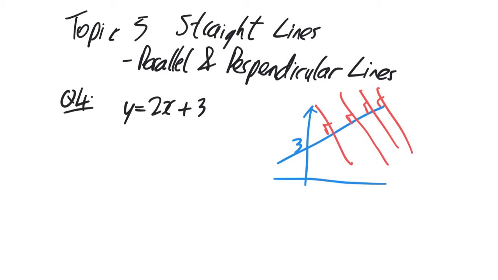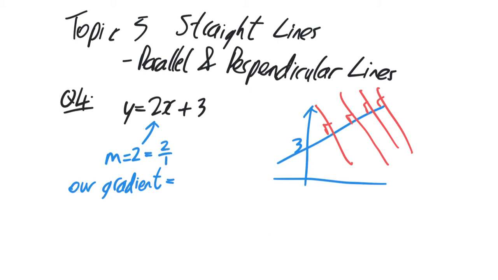So basically what you have to do is just look and get the gradient sorted out. So if you look at this line, this is the original line, m is 2, which means that the gradient of this particular line is 2. That means our gradient, and if you remember how you get that, it's a negative reciprocal. So 2 you could think of being as 2 over 1.